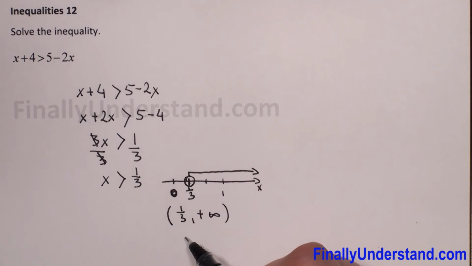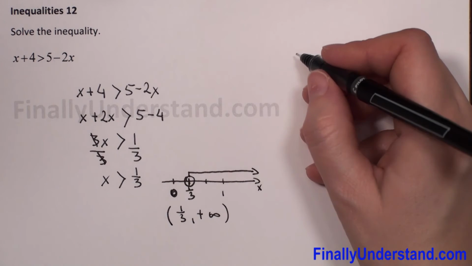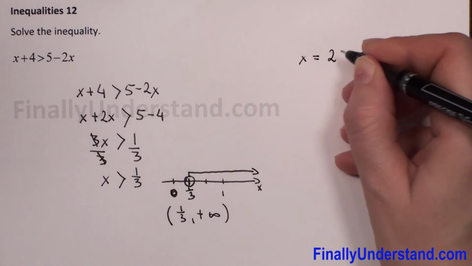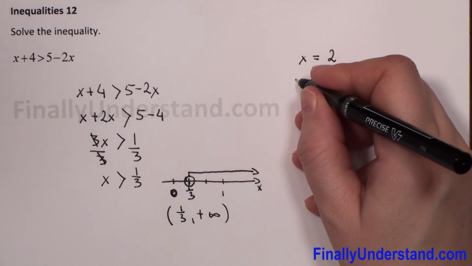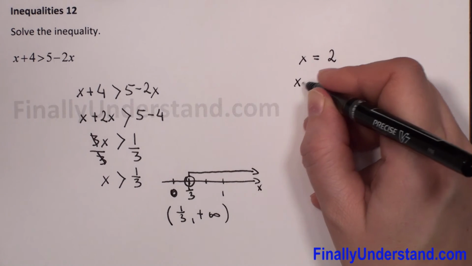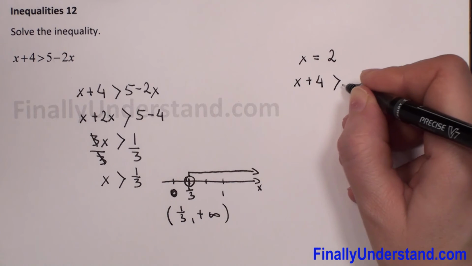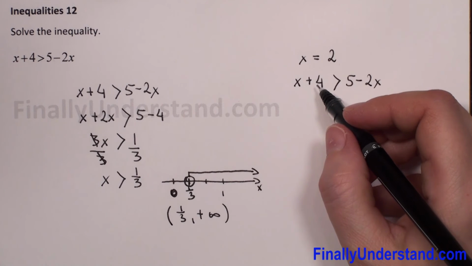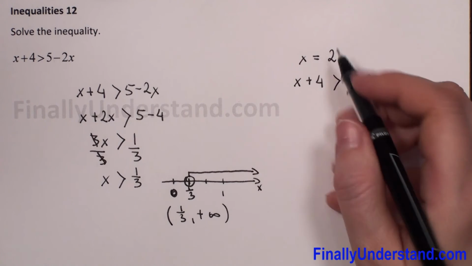Now we can check if it's correct. I will choose a number, for example, x equals 2. So let me copy first this inequality. I have x plus 4 is greater than 5 minus 2x. Now I will replace x by 2.